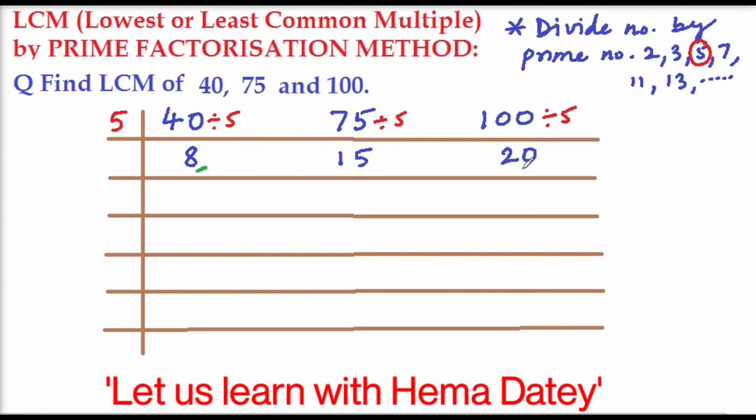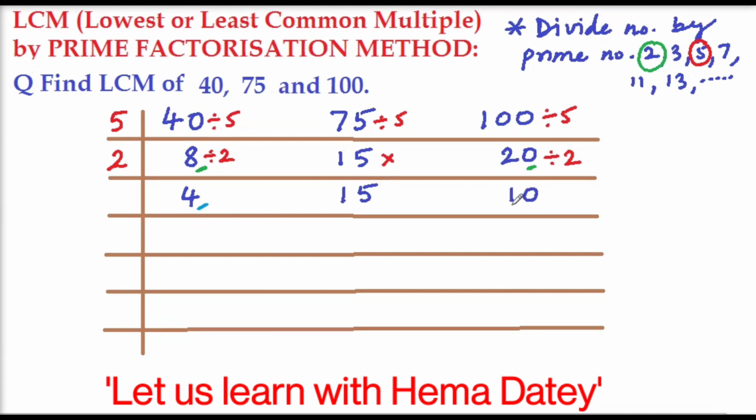8 and 20 are divisible by 2. So this time I am using prime number 2 to divide. 15 is not divisible by 2. 20 is divisible by 2. We will get quotient 4, 15 as it is, and we'll get quotient 10.